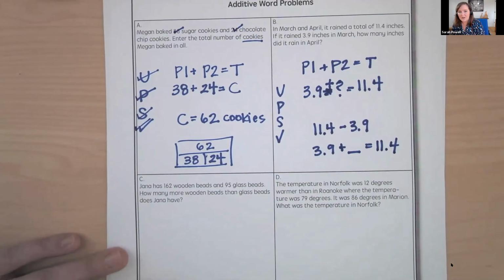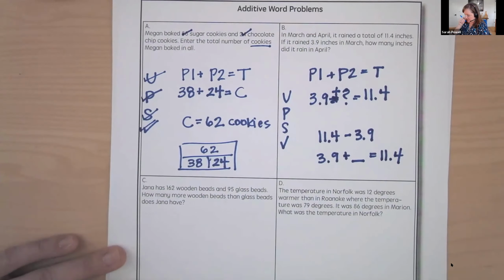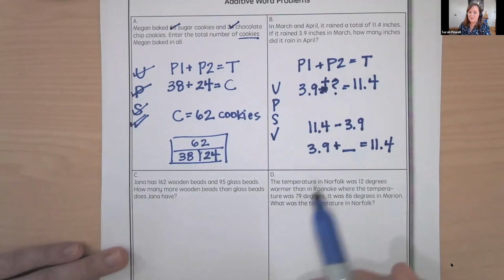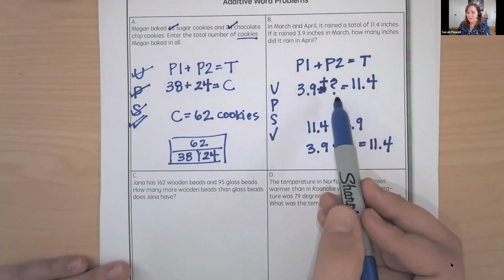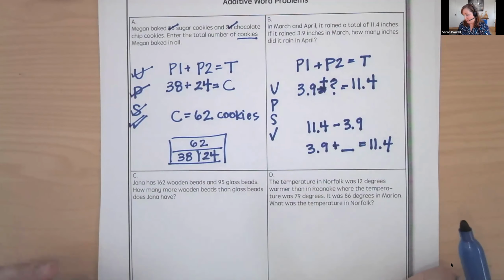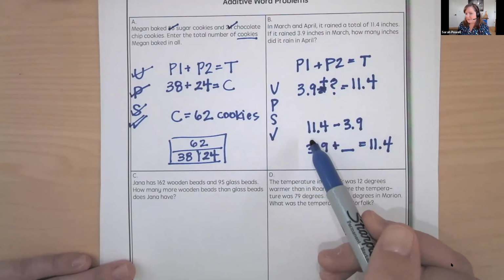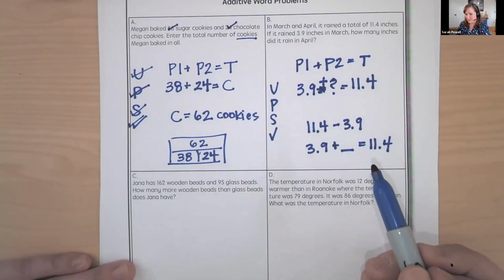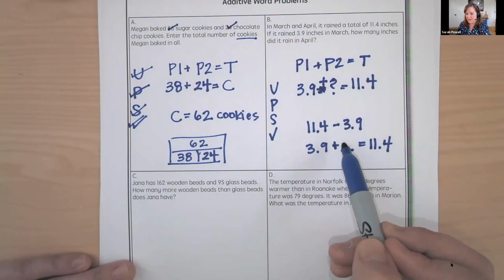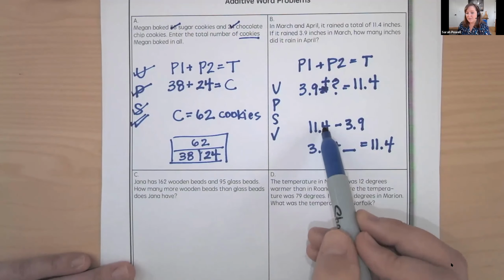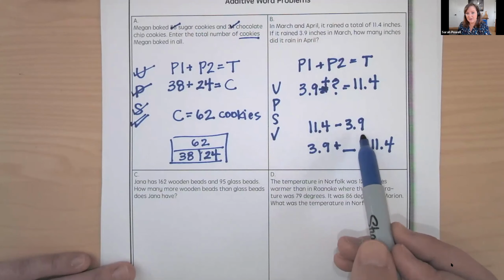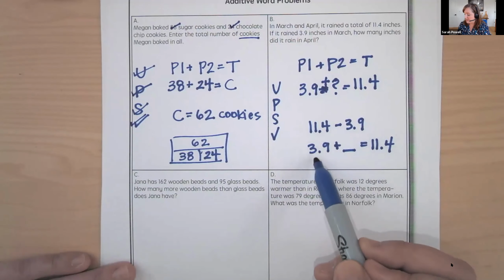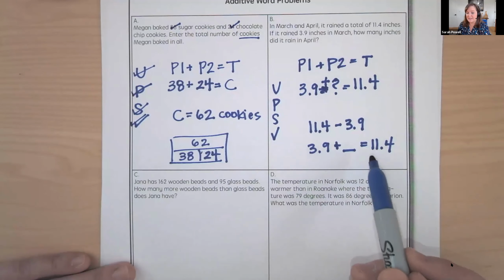All right, so I know I'm watching the clock and I want to move us forward, but I want to just talk about one thing here in this problem. So here we're solving for one of the parts, the April part of rain. And so if you set up your equation or your graphic organizer, you get to this point right here. So some of you might do 11 and 4/10 minus 3 and 9/10 to figure out how much it rained in April. But others of you might figure out, well, what can I add to 3 and 9/10 to equal 11 and 4/10?